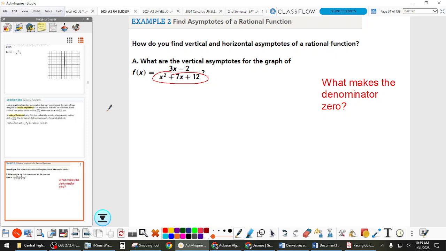Anybody there? Yeah, some of you? What are the two zeros? -4 and -3, right? So those make this 0. If we're on those points, this has a vertical asymptote. That function won't exist there. Okay?